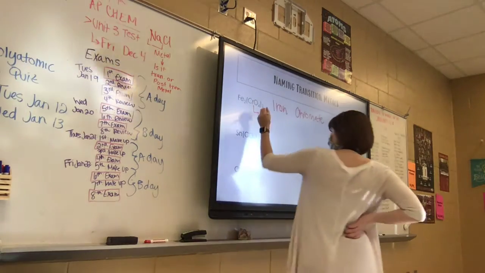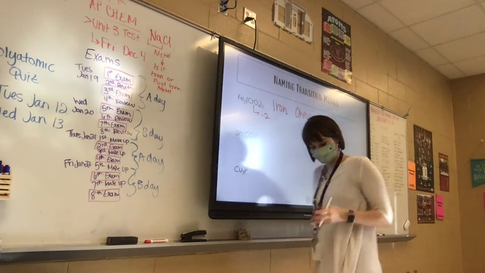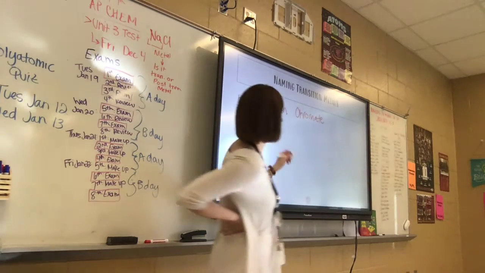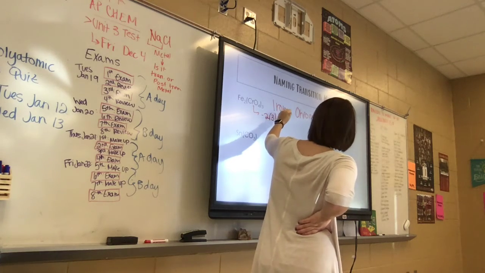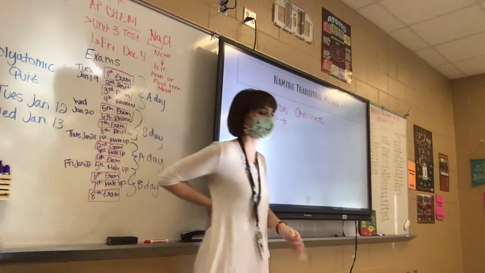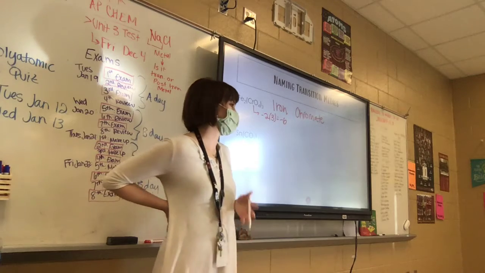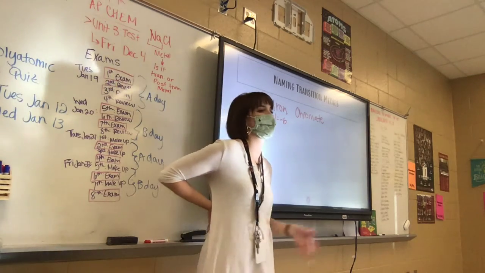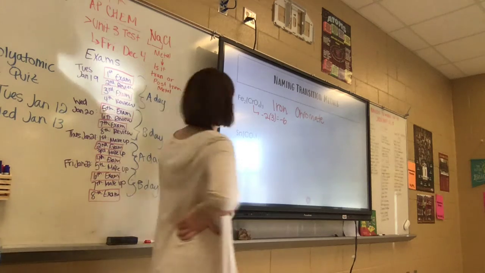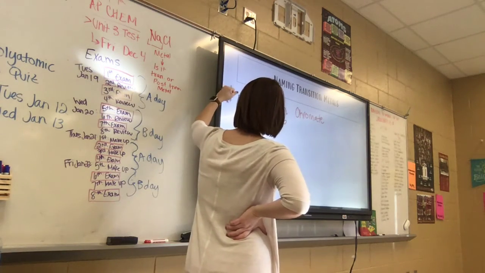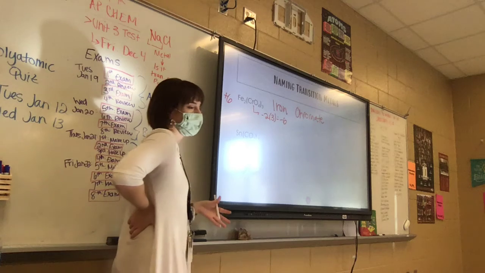Negative 2. Now, how many chromates do I have? 3. I have 3 chromates. So that means my overall negative charge is negative 6. Okay? We had to calculate the overall negative charge to get the overall positive charge. What's the overall positive charge? 6. Positive 6. Okay?